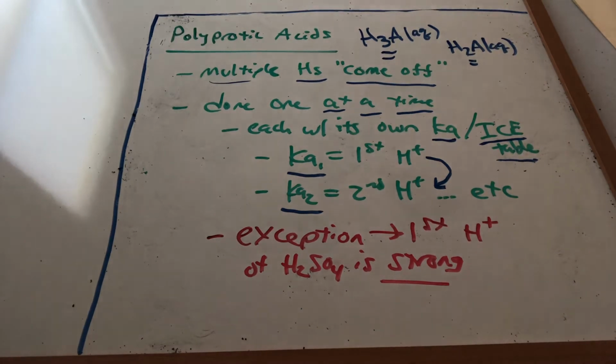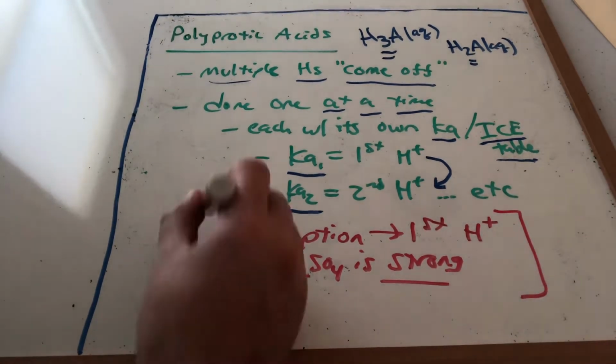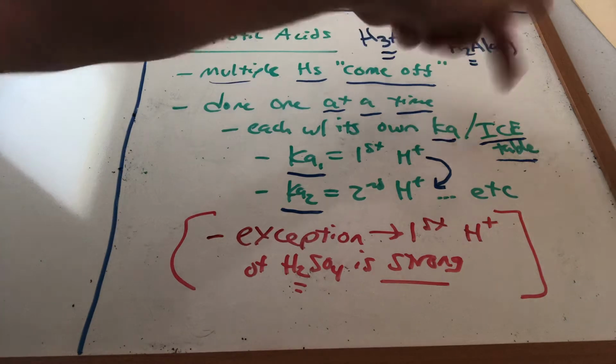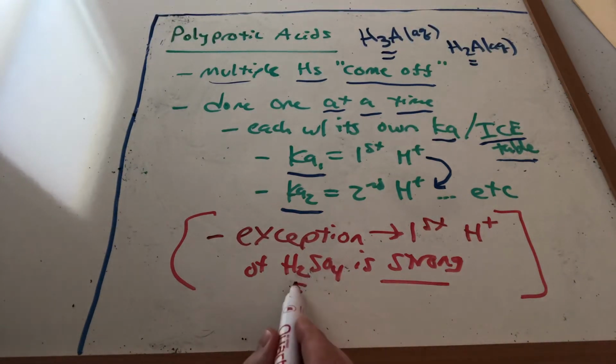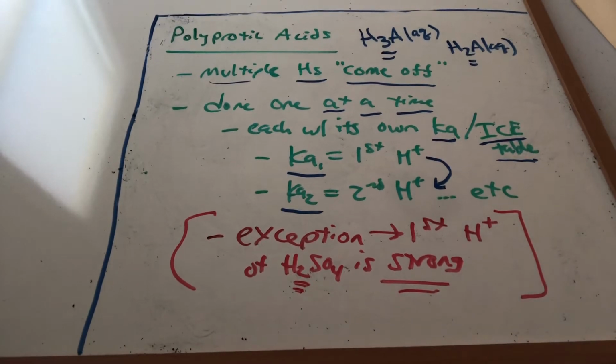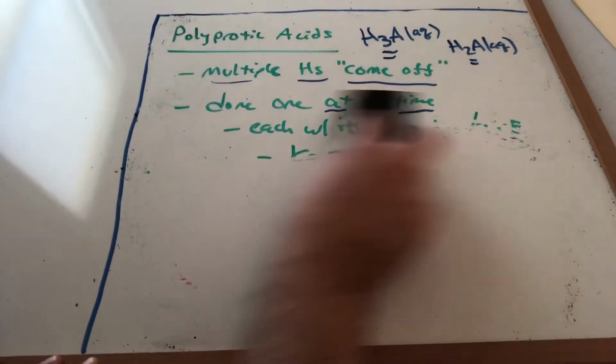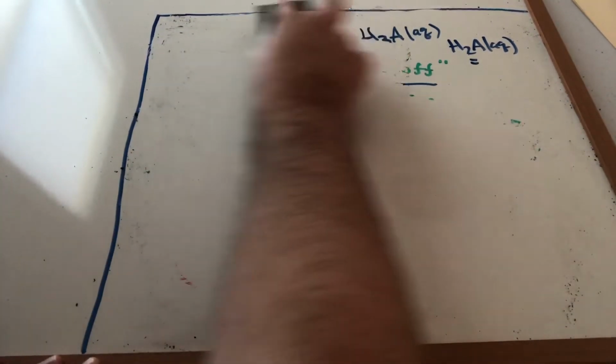There's one exception that we mentioned before, and that's H2SO4. H2SO4 is definitely a polyprotic acid. It has two H's that could possibly come off. Most of the time, our H's come off with a Ka and an ice table, but we know that the first H in H2SO4 is strong. So the first H comes off with a full dissociation, and then the second H will involve an ice table. It's a little bit confusing until we apply it to an example, and you can see the mechanics behind it.